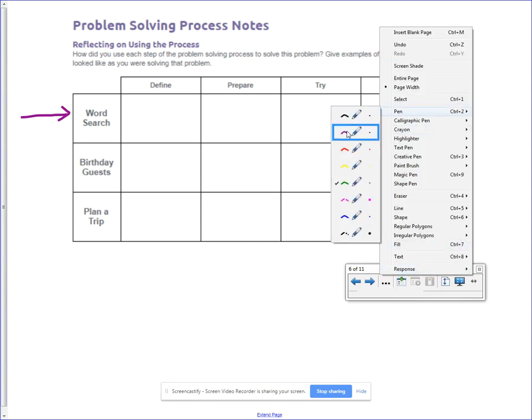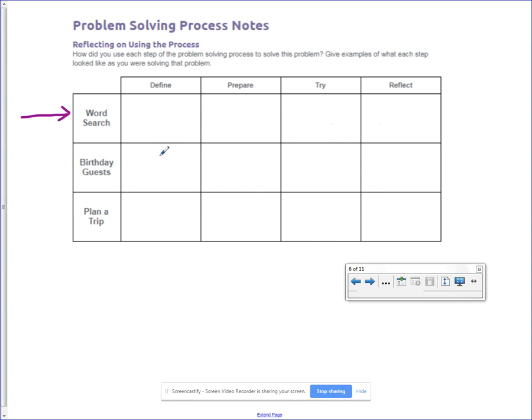Now, did we really have to define much on a word search with what you needed to do? You kind of know what you actually have to do here. All right. So for defining, you're just trying to find the words. In this case, there were actually 8 of them specifically that they gave you.